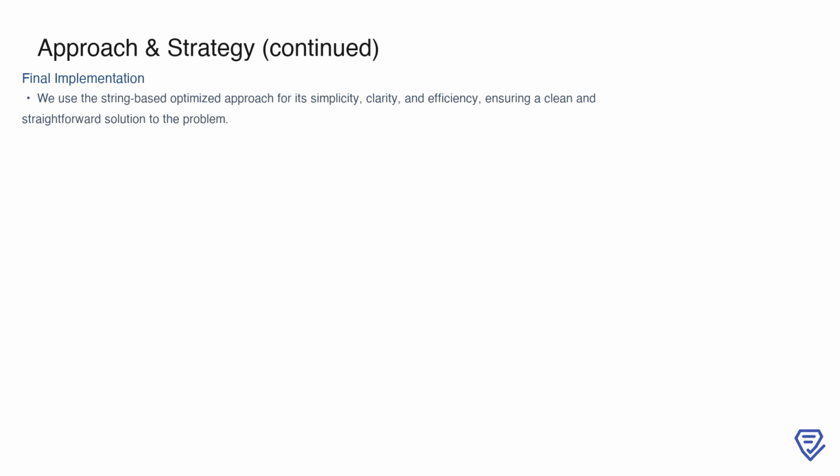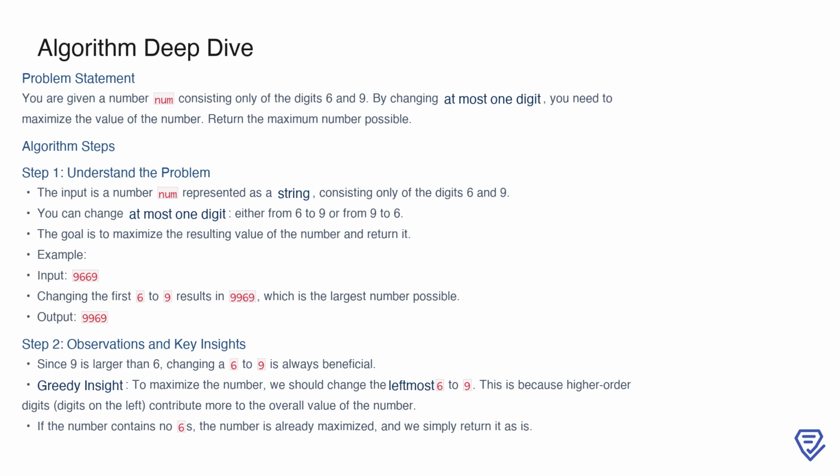Maximum 69 Number challenge. The problem we're tackling here is to maximize a given number that consists only of the digits 6 and 9. You are allowed to change at most one digit in the number to achieve the highest possible value. For example, if the input is 9669, changing the first 6 to a 9 gives us 9969, which is the maximum value we can get. The output in this case would be 9969. To solve this, we first need to understand the key observation: since 9 is greater than 6, changing a 6 to 9 always increases the number's value.